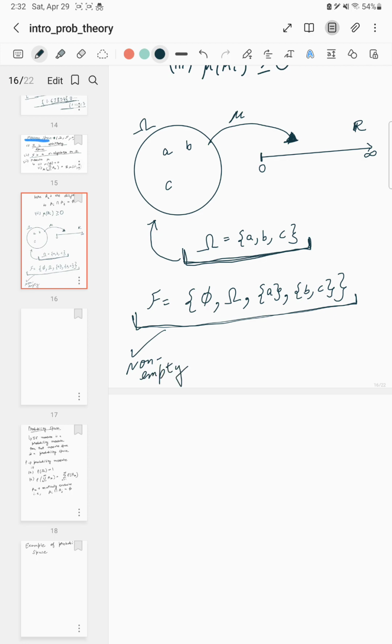Is it closed under complement? Let's see. The complement of each of these sets present inside F is also present in F. You can see the complement of phi is omega, which is present in F. The complement of omega is phi, which is also present in F. The complement of set A is BC, it is present in F, and the complement of BC is A, it is also present in F. So it is closed under complement.